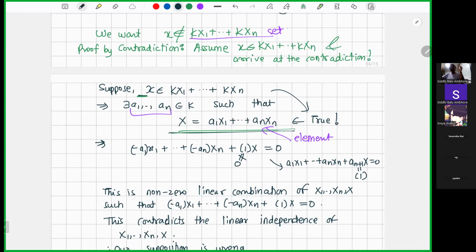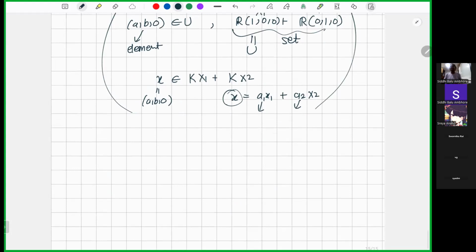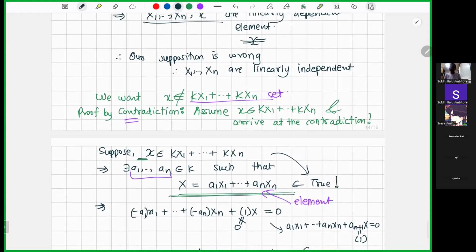And it led to something wrong which was actually completely correct as per the hypothesis. That should not happen, and that happened because we assumed something wrong. That's the proof by contradiction in a nutshell. Okay, is that okay? Yes, ma'am.